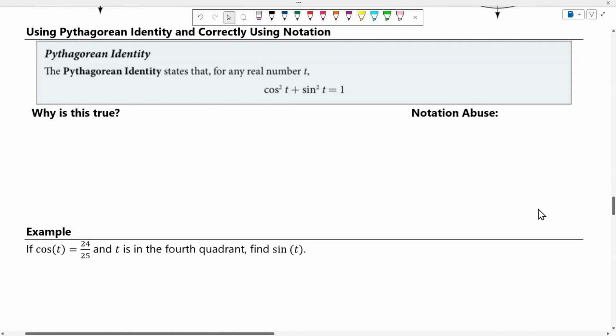The first of many trigonometric identities is the one called the Pythagorean identity. It's this one. Suppose you had any real number t, that can be an angle. Then the cosine squared of the angle plus sine squared of that angle is always going to be equal to 1. Why is that true?